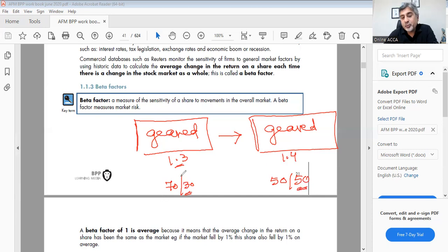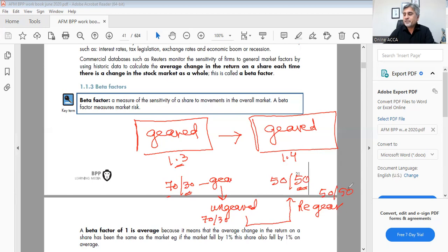So what you need to do, first, from this 70-30, this is geared. You convert it into ungeared. You remove the effect. And while doing ungearing, you will use the ratio of 70-30. With the 70-30 ratio, you will ungear. And then you will re-gear it with the ratio of 50-50. Okay. Do you understand? Now, yes.